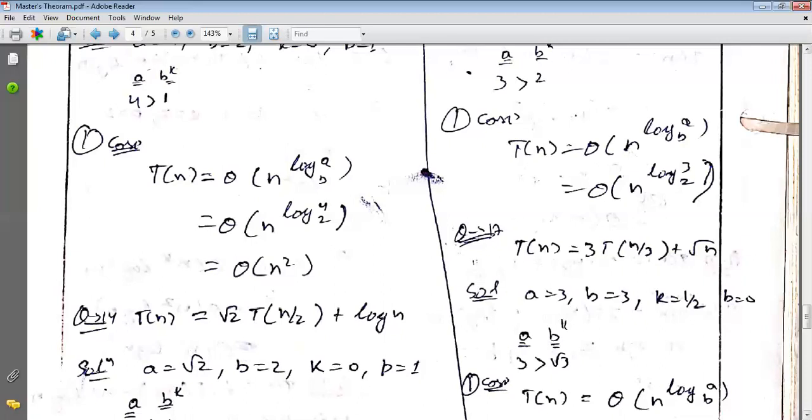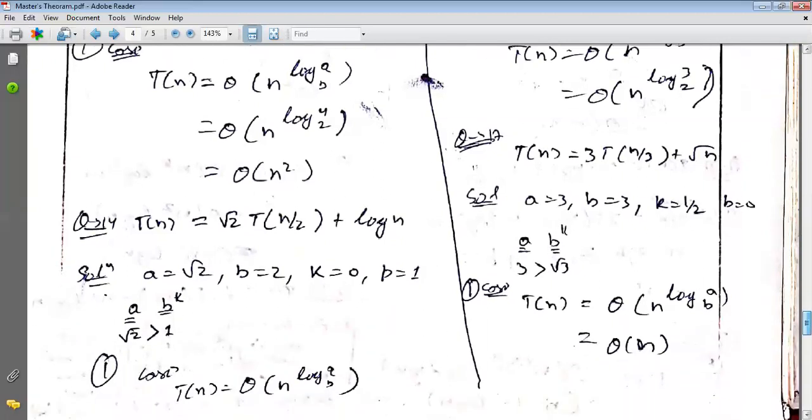Now the next thing is we want to compare the value of a and b to the power k. What is a? A is equal to root 2, and b to the power k is 1. So root 2 is definitely greater than 1. So a is greater than b to the power k. Again, it comes in the first case, so the time complexity follows the first case.